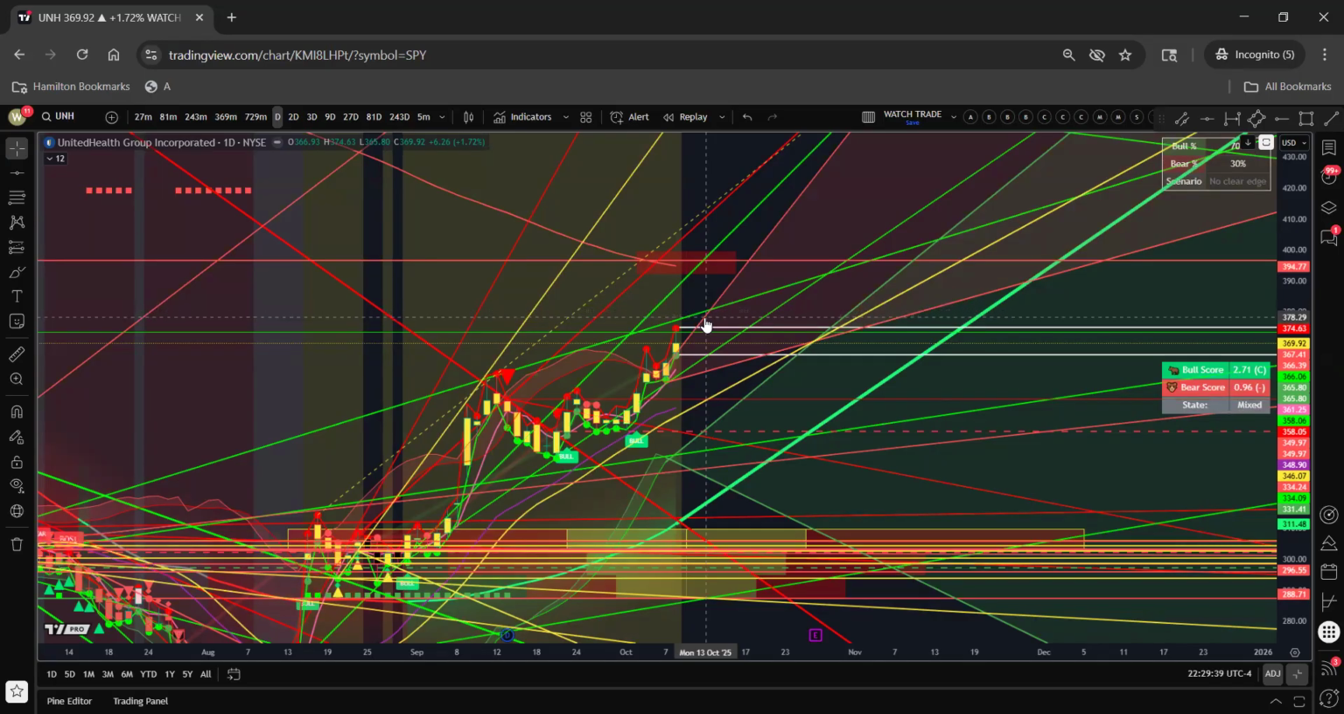Should be creating an alert. The alert pops up, exit your calls, because 381 is probably going to be a high rejection or a bounce. Might be a bounce because this is a support line right here. But we also have it crosses under the Bollinger Band. It doesn't cross above, so maybe it's some bearishness.